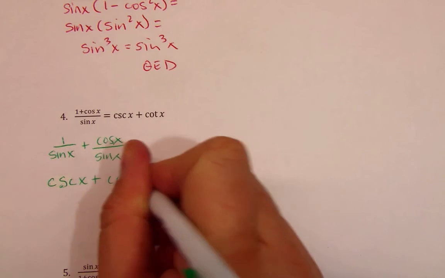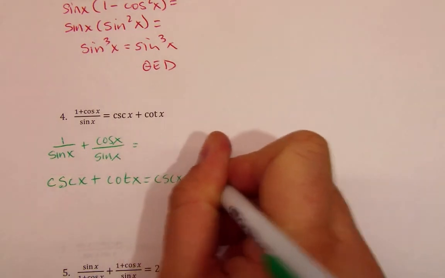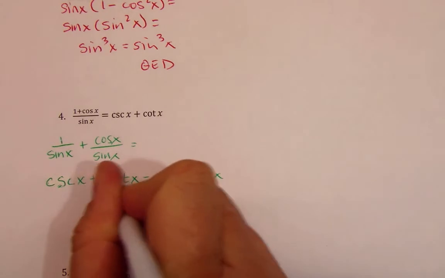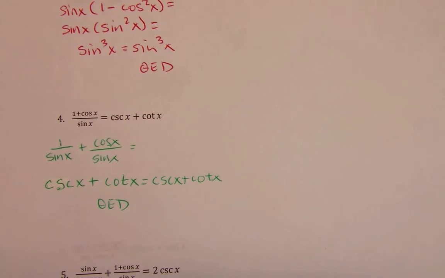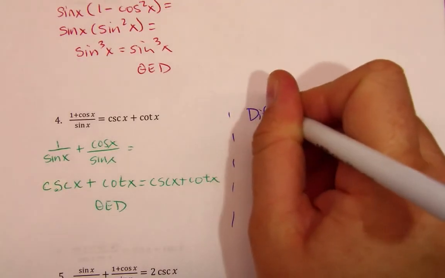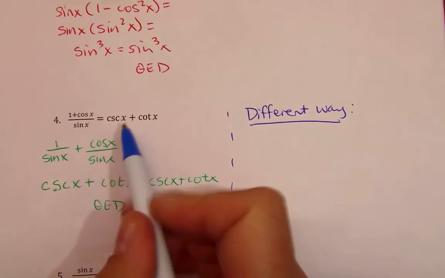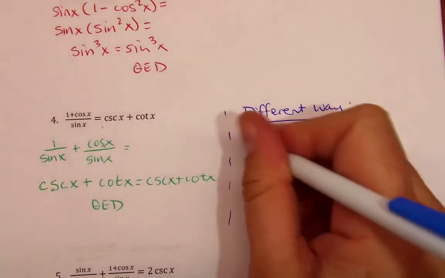And cotangent x. And that's exactly what we wanted. Okay. Now, what if I didn't think about that? What if I thought, you know what, let's work on the other side. So let's say I work on this side instead.